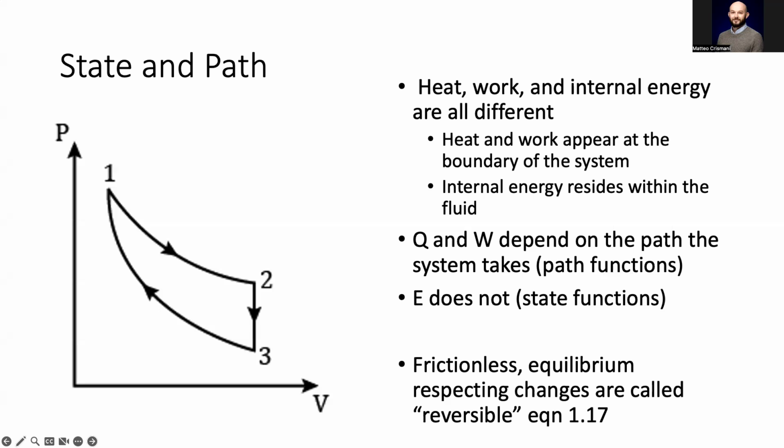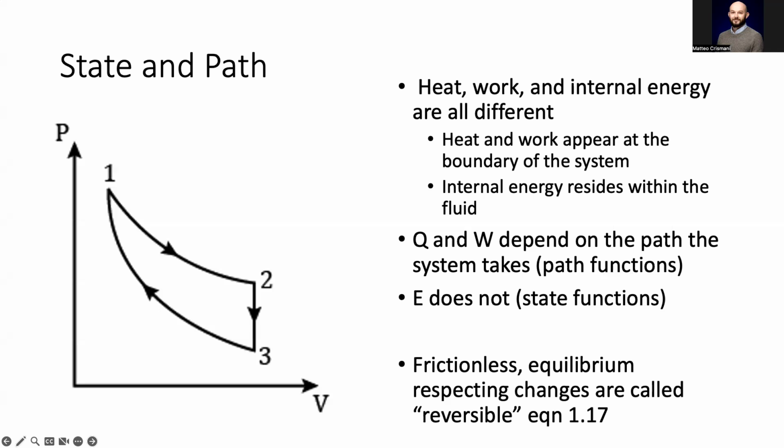Okay, so Q and W depend on the path the system takes. So if I go from 2 to 3 and I don't change the volume, but I do change the pressure, what did I do? What's that? Yeah, so let's say I go from here to here. I lost heat, right? I had to.